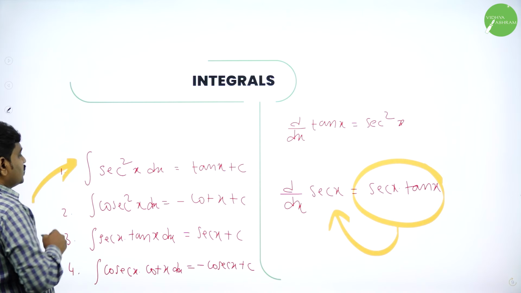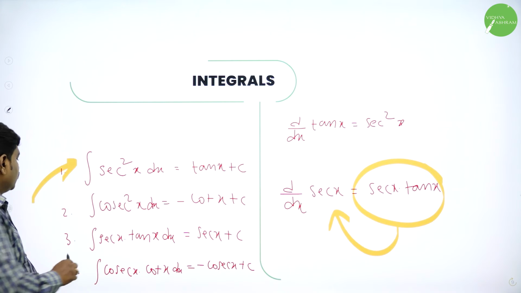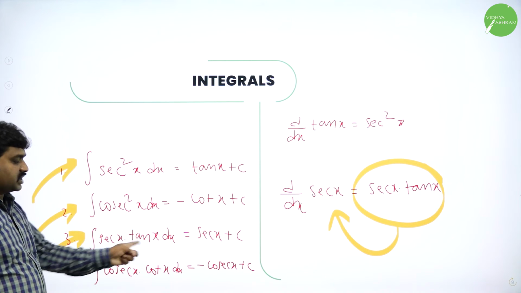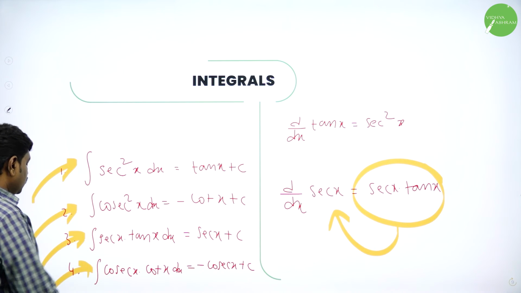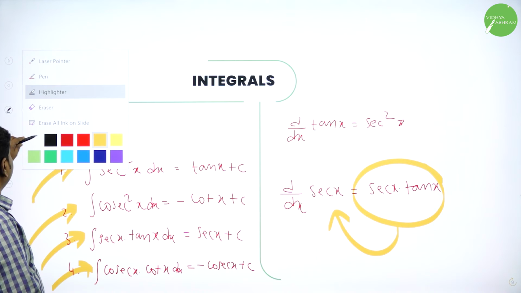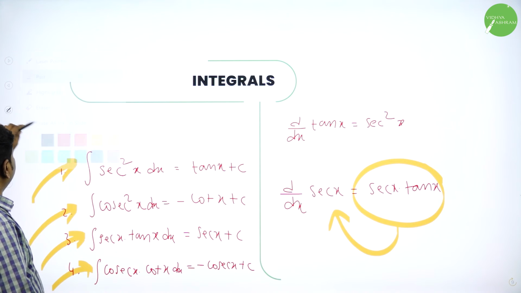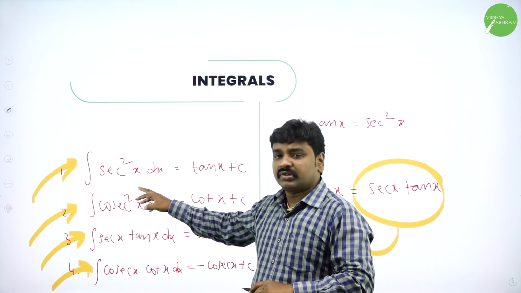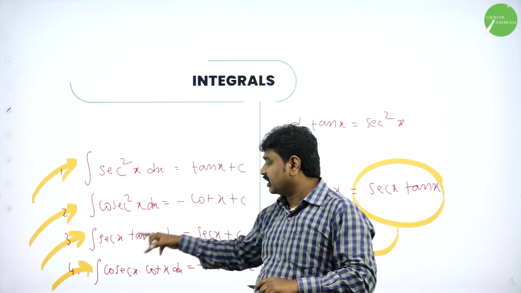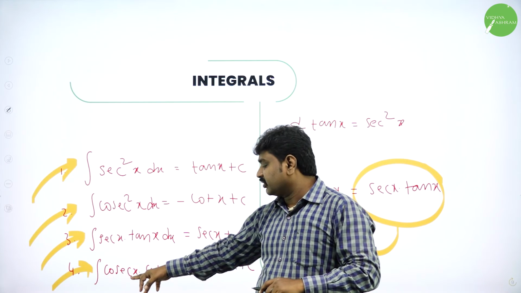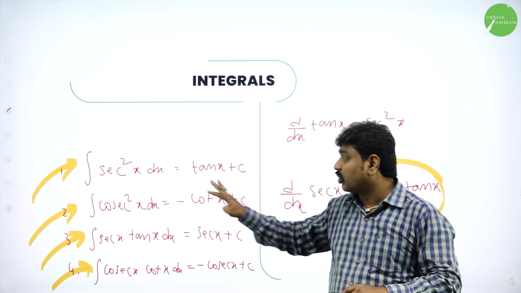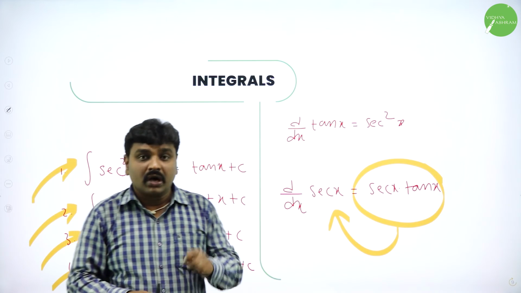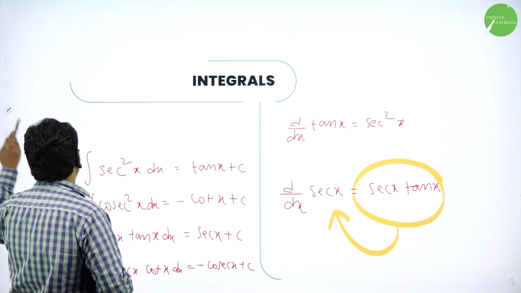One is secant square. What is integration of secant square? Tan x. What is integration of cosecant square? Minus cot. Integration of secant into tan, secant x. Integration of cosecant into cot, minus cosecant x. Become thorough with all these formulas, every formula I wrote on the board is important. These 4 antiderivatives along with those 6 trigonometric, 6 standard functions, you should become thorough. Along with this, we'll also have rules.